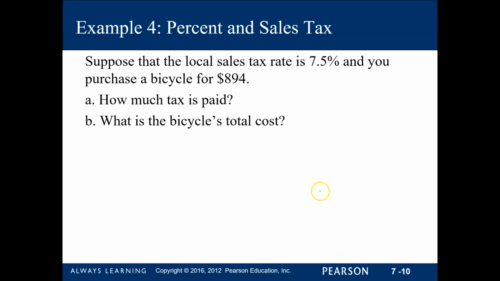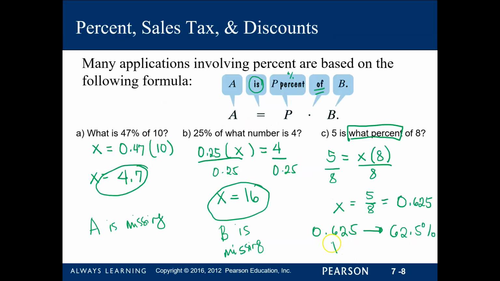So this third example is when P, oops, sorry, my bad. This is when P is missing. So these are the three types of percent problems that you will encounter. And so this is how you can solve whichever of these three is missing.